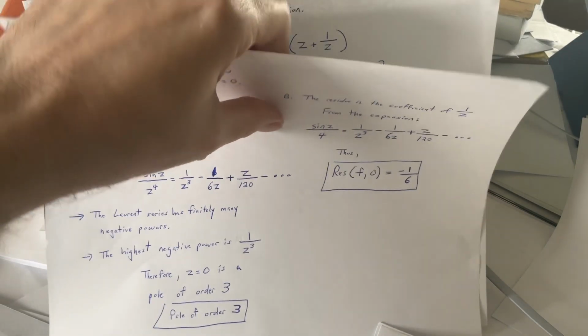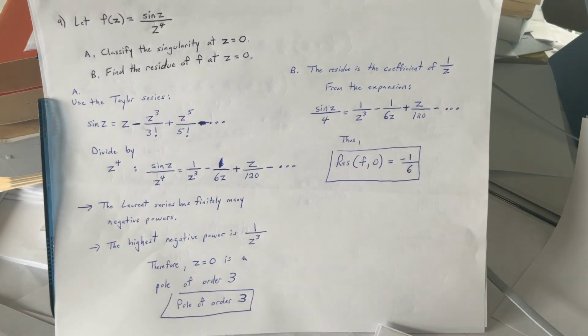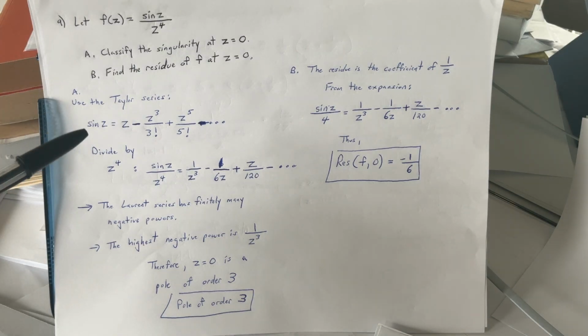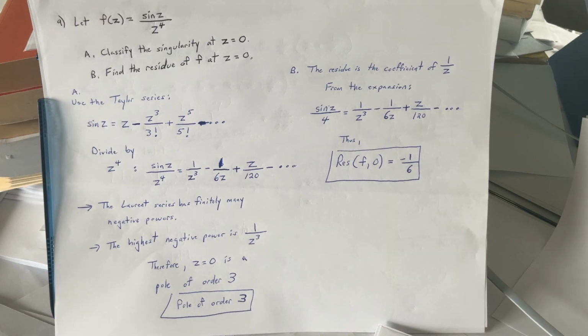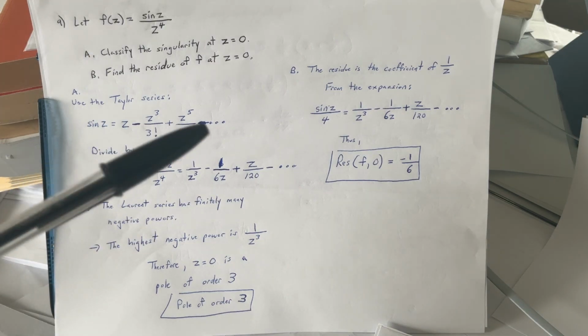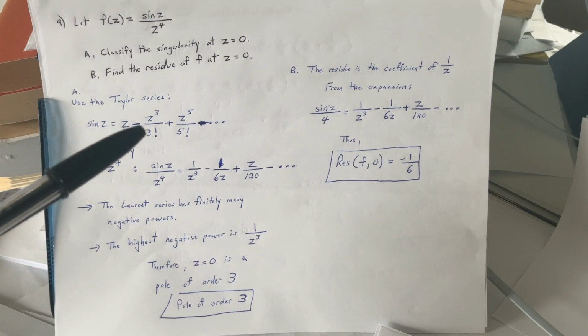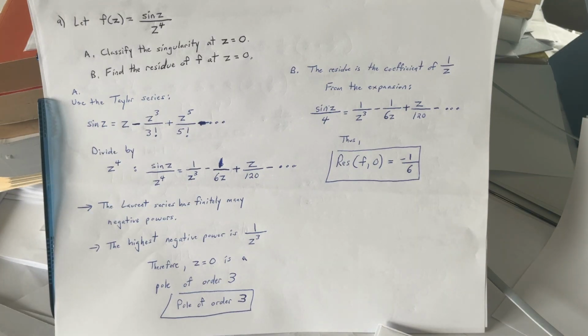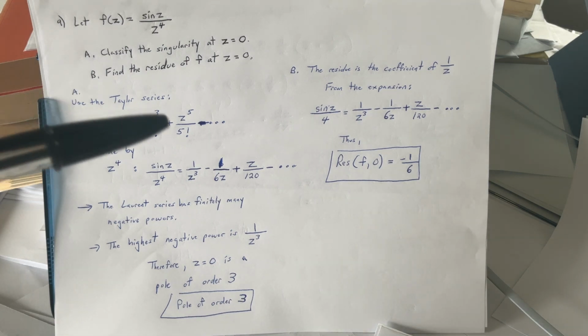Moving along to number 9, we let f of z equals sine of z over z to the 4th. Part A, classify the singularity at z equals 0. Okay, so to do part A, we're going to use the Taylor series for sine of z. This is odd: z minus z cubed over 3 factorial plus z to the 5th over 5 factorial, minus z to the 7th over 7 factorial, and on and on, with that pattern of alternating signs.